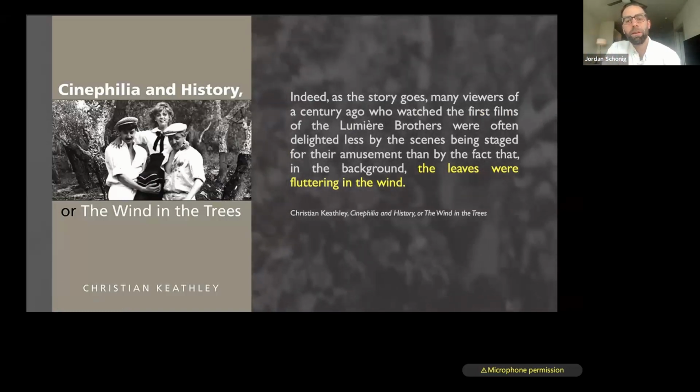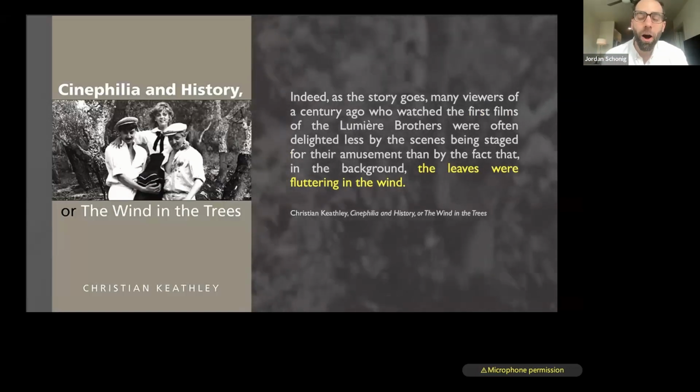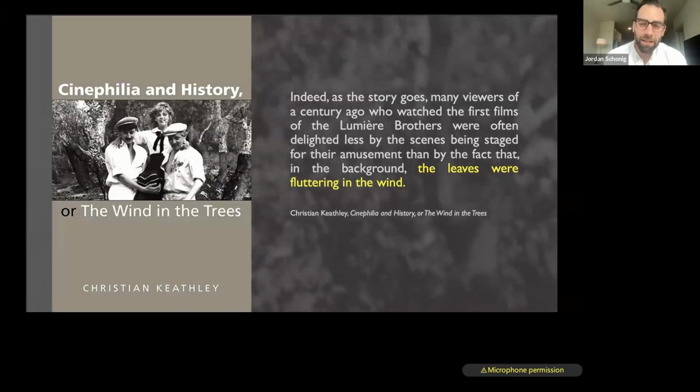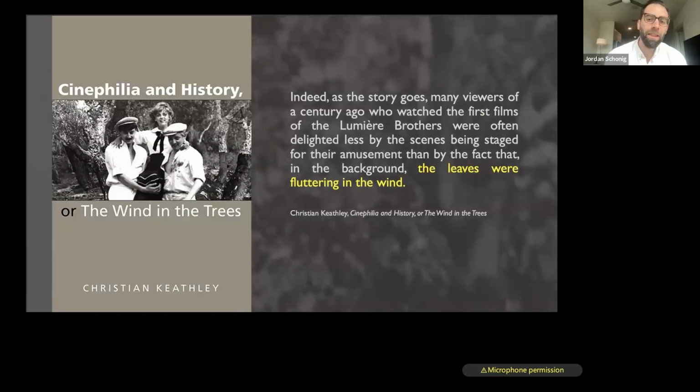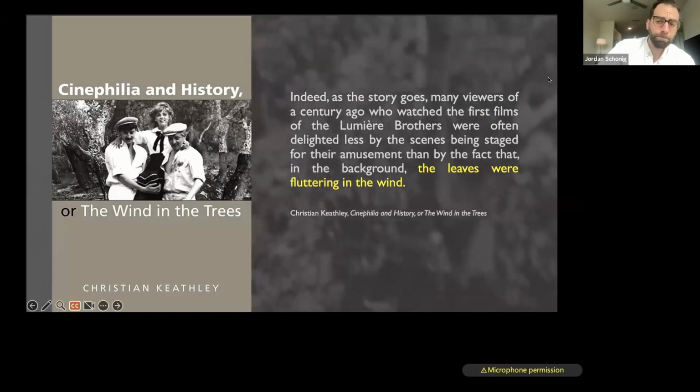Indeed, as the story goes, many viewers of a century ago who watched the first films of the Lumière brothers were often delighted less by the scenes being staged for their amusement than by the fact that in the background, the leaves were fluttering in the wind.